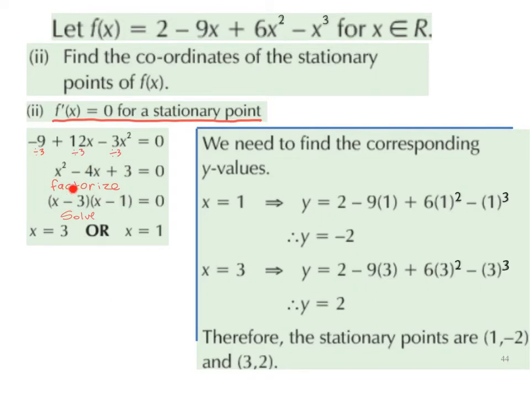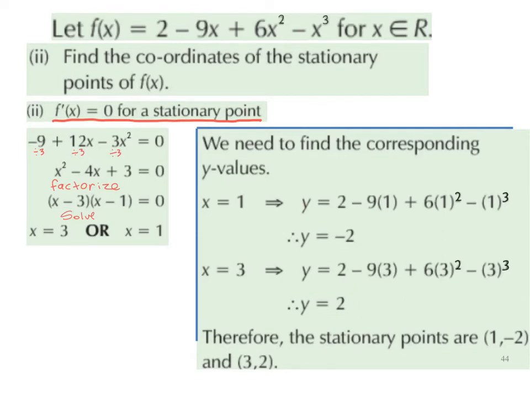So I'm going to let x minus 3 equal 0. So x is going to equal positive 3. And x minus 1 equals 0. So x is equal to positive 1. Now, the question asked me for coordinates. X values on their own are not coordinates. So what we're going to do is substitute our x values into our equation to find our y values.